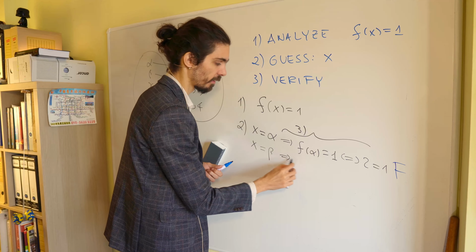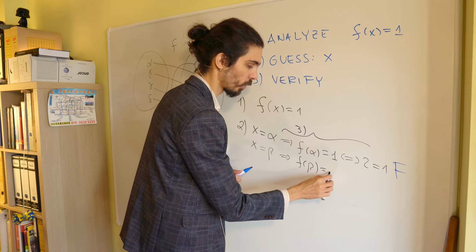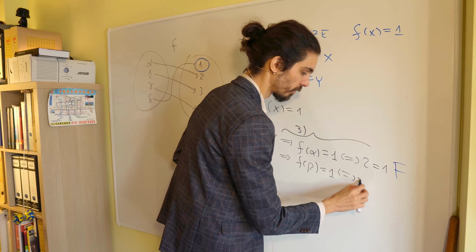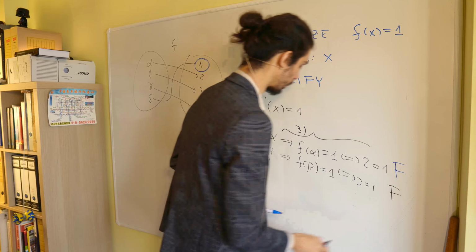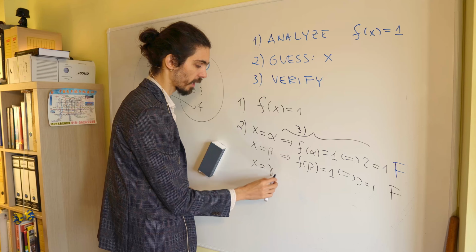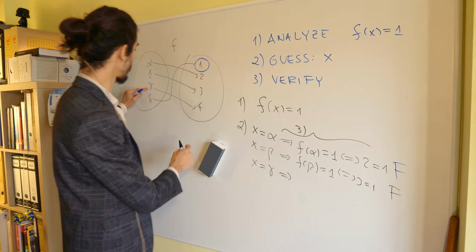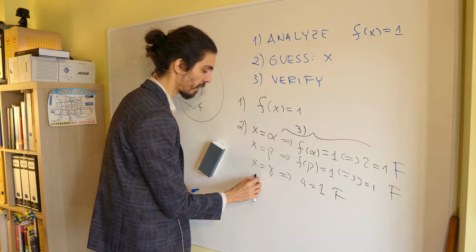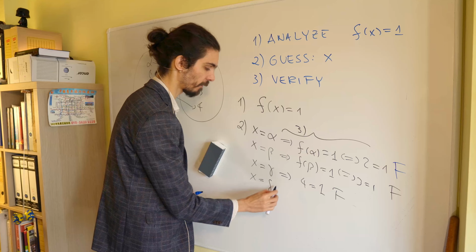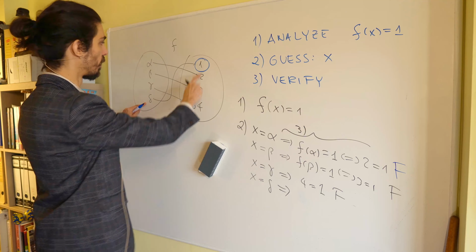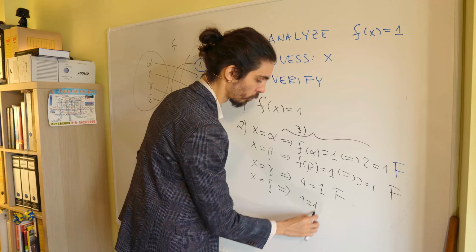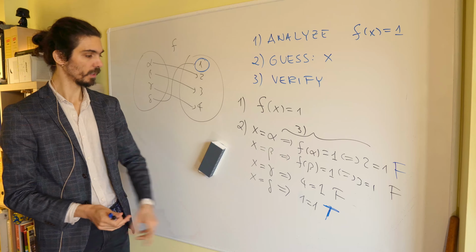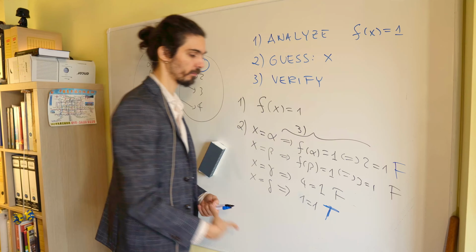x is equal to beta. Is f of beta equal to 1? Well, it's not true because f of beta is 3. So you get 3 is equal to 1, which is again false. The same thing happens for gamma: f of gamma is 4, so you get 4 is equal to 1, which is again false. And finally, when you choose x is equal to delta, you get 1, and 1 is equal to 1, and this is true.